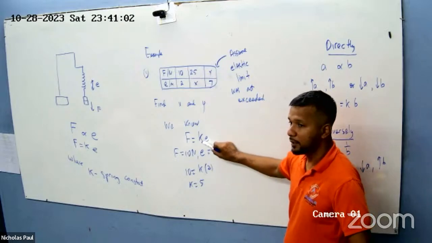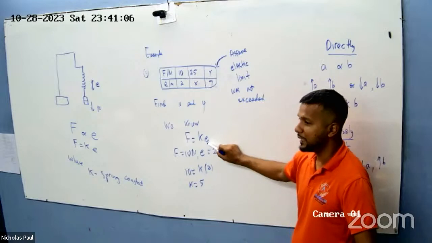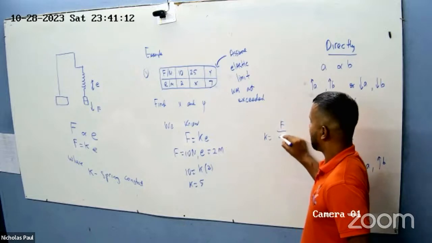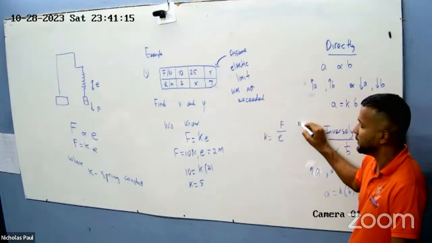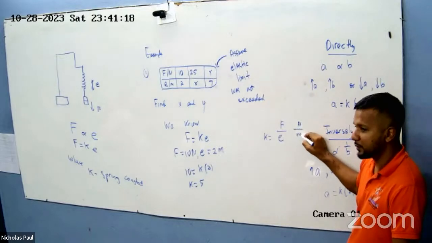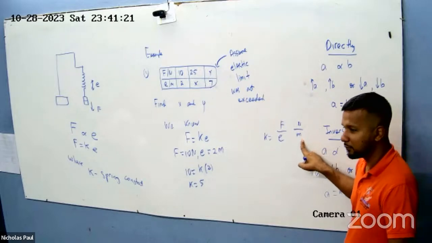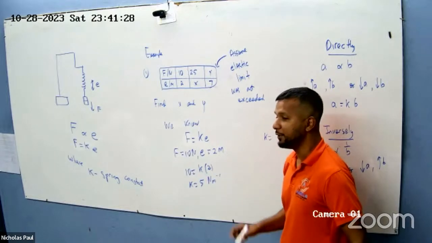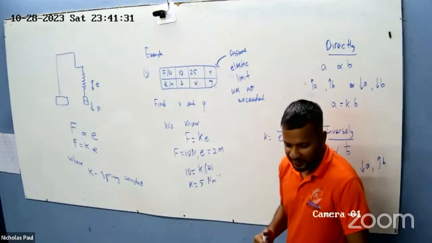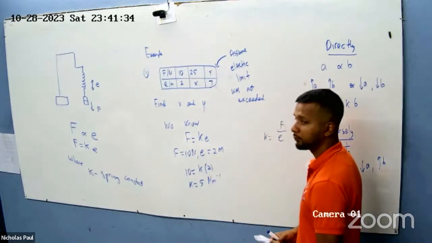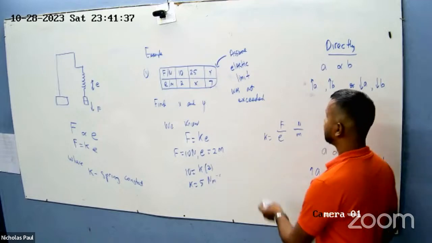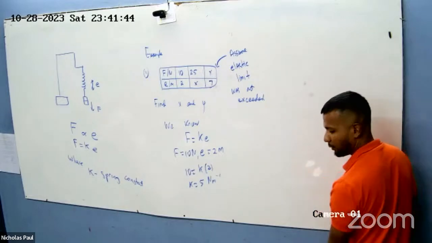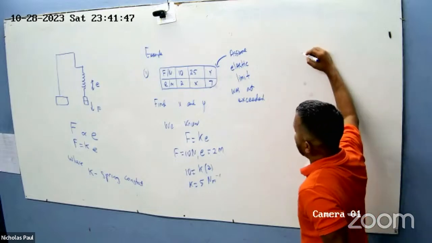K is what? K is F divided by E. So if K is F divided by E, F is in newtons and extension is in meters, so it will be newton per meter. Newton meter is for what? Whose SI unit is newton meter? Moments. So we just found K.